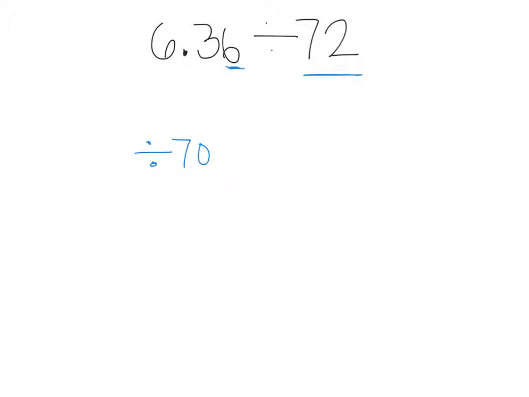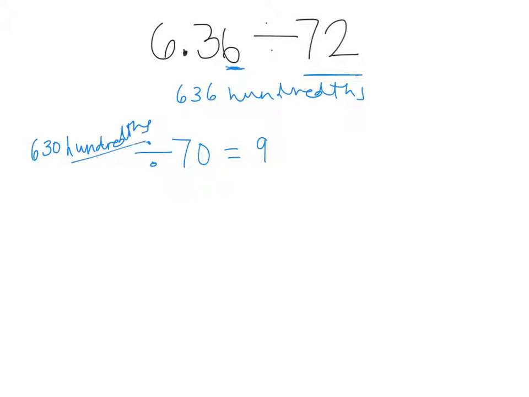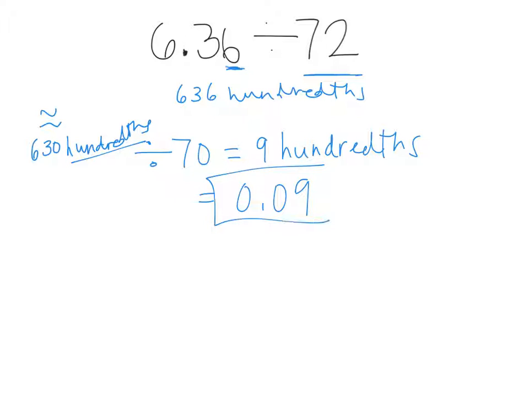Now let's think about the math facts. Let's think about our sevens times tables. How many hundredths do I have in my real whole? I have 636 hundredths, right? So what whole is pretty close to 636 hundredths, and that's compatible with 70? Lakshin? 630. You got it. 630 hundredths. Okay, so let's do 630 divided by 70. That is 9, and I'm working in the hundredths. So my estimated quotient could be 0.09 or 9 hundredths.